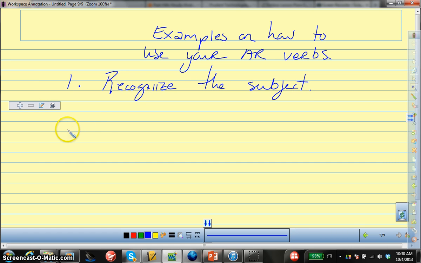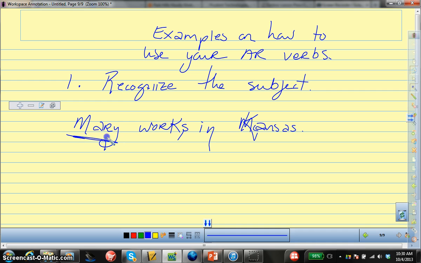Okay, so look at this sentence. Mary works in Kansas. Okay, so your subject is Mary. You know is she, and to work is trabajar, right? And when you conjugate this verb for she, for ella, you have to pitch the AR and add an A. And then you write the rest of the sentence.